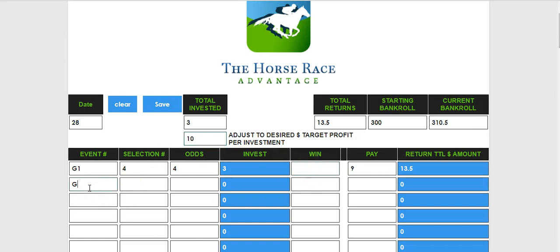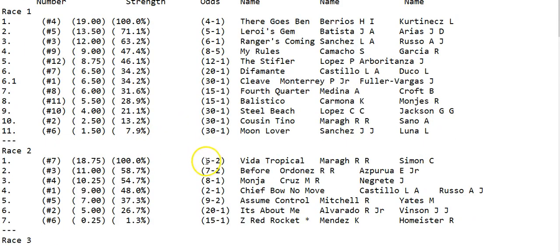Now we're going to go to Gulfstream Race 2, and we're going to see exactly what our horse there is, 5-2. We're not touching that, or I am not touching that.